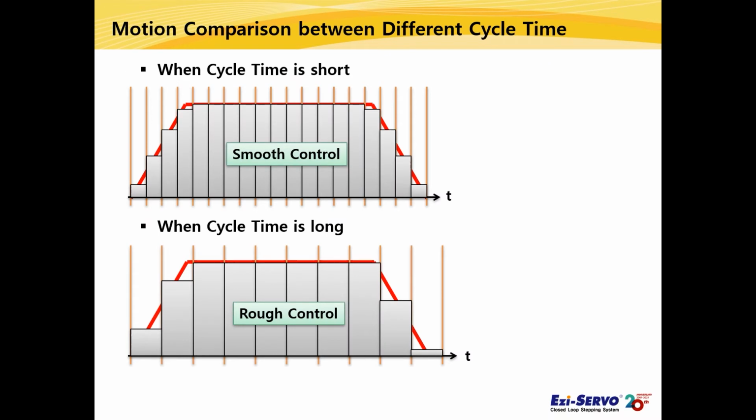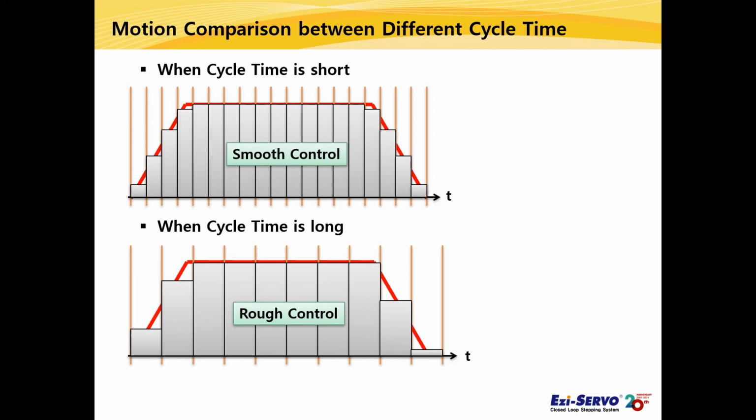Then, why is the minimum cycle time important? For example, in synchronous control, if the cycle time is short, smooth and high-precision control is possible, but if the cycle time is long, smooth operation is not possible.